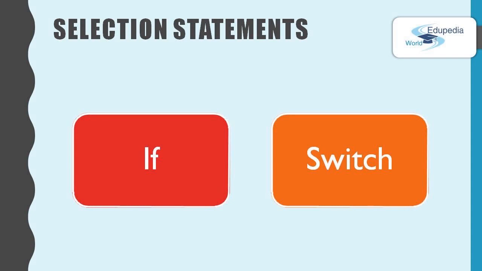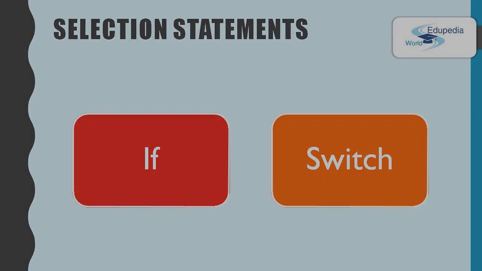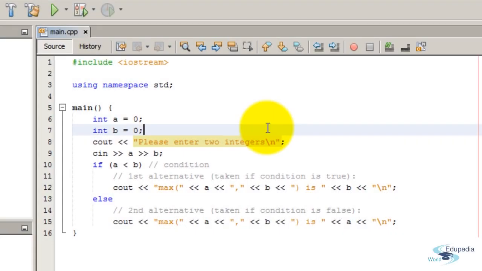In programs, as in life, we often have to select among alternatives. In C++, that is done using either an if statement or a switch statement. We first take the if statement. The simplest form of selection is an if statement, which selects between two alternatives.